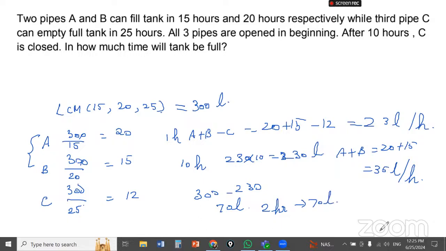So initially 10 hours and now another 2 hours. So totally 12 hours. It will take 12 hours to complete, the total time taken to fill the tank. So the total time taken for the tank to fill is 12 hours.